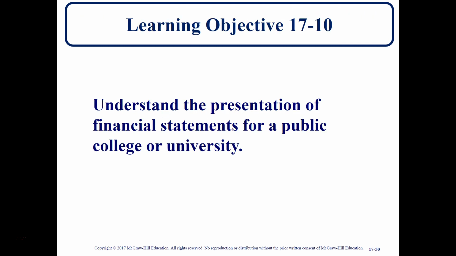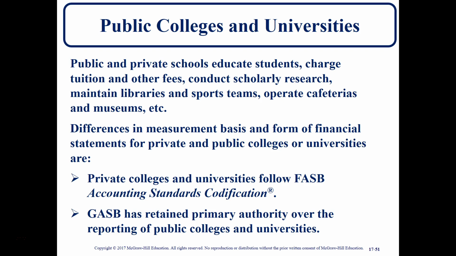Learning Objective 10. Understand the presentation of financial statements for a public college or university. So again, public and private institutions will educate students with tuition, conduct research, maintain libraries, sports teams, and operate cafeterias. The difference in measurement basis and form of financial statements for private and public colleges or universities is that private colleges and universities follow the FASB. If you are a university for the public, GASB has the authority.